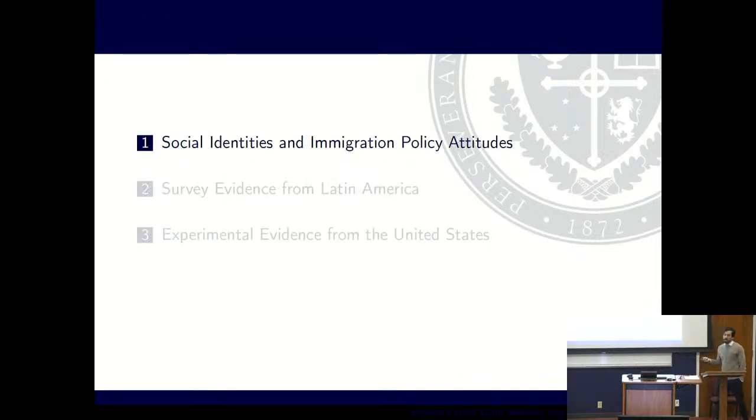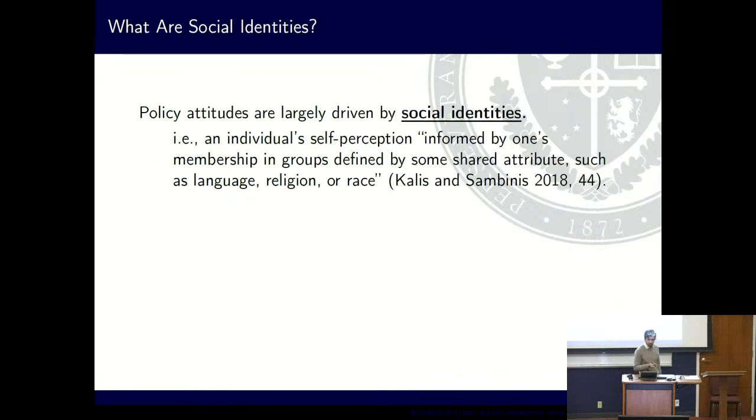But for the next 5 minutes, I'm not going to talk so much about immigration. I want to start by talking about something called social identities, because these are going to be very important in explaining people's immigration policy attitudes. So what are social identities? I have to pretend I'm a psychologist here. Social identities actually come from psychology. Here's your definition for your convenience. If you want to read this, I put it on the slides.